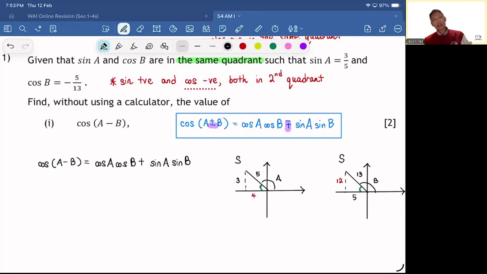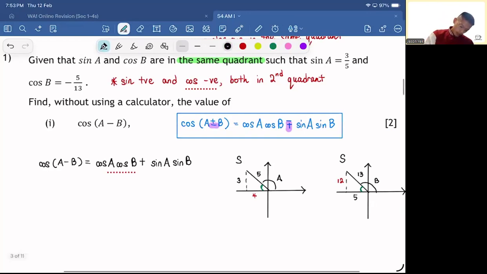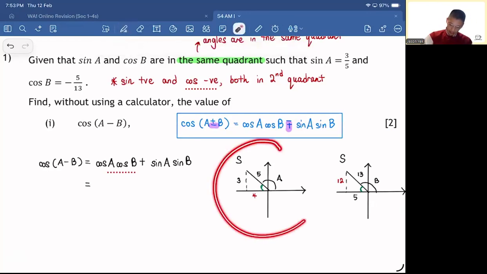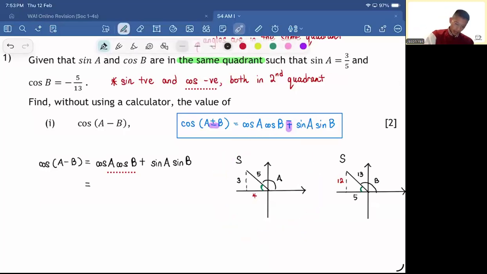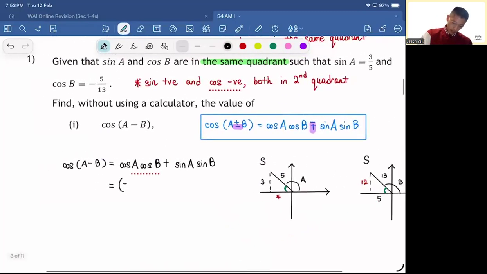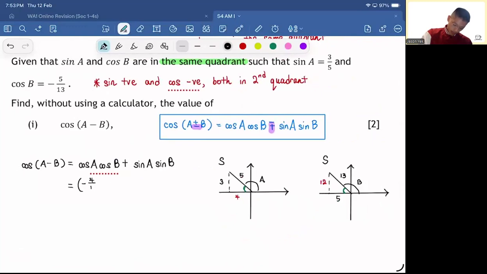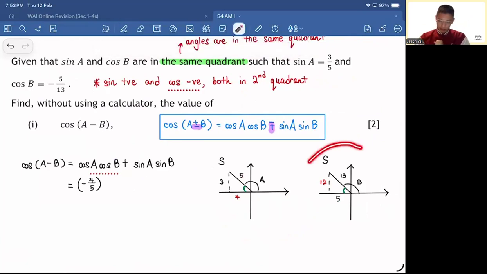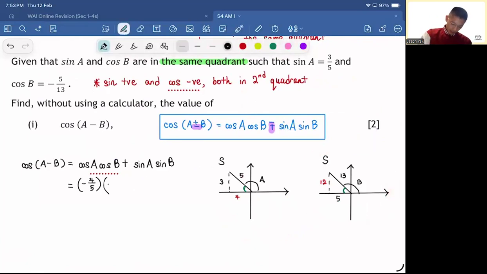So usually, trigo functions, the ratio questions are as such. Once you get it down, cosine of A, look at the respective angle. Cosine is negative. Cosine is adjacent over hypotenuse. You are done. Cosine B. Now, cosine B is also negative, but please take note, you're looking at this triangle now. Don't use the wrong triangle. So, negative 5 over 13.